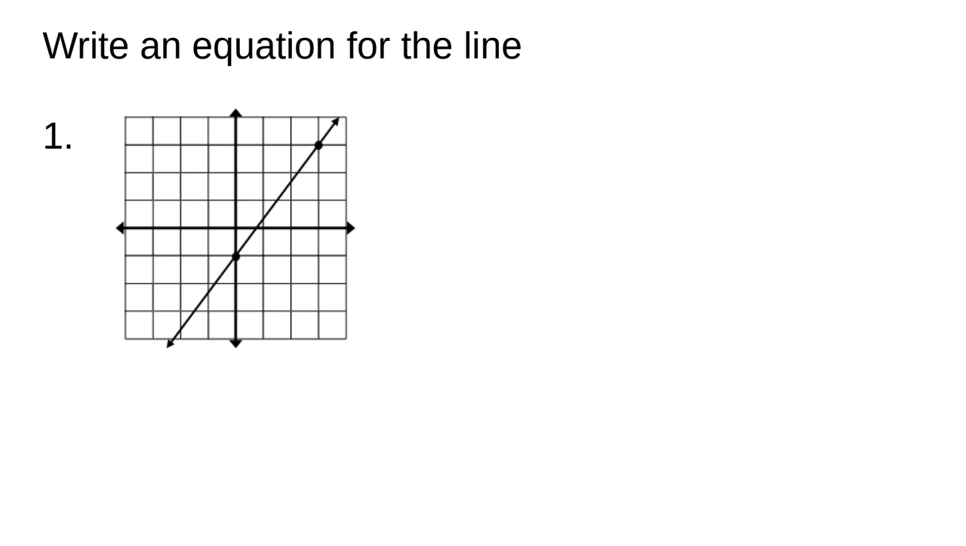For example 1, we're asked to write an equation for the line. And this isn't too bad if you remember slope-intercept form, which is y equals mx plus b. We need to find m and b and put them in the equation. Well, remember b is the y-intercept. So where does our line go through the y-axis? Well, that's right here at -1. So we know that b is equal to -1.